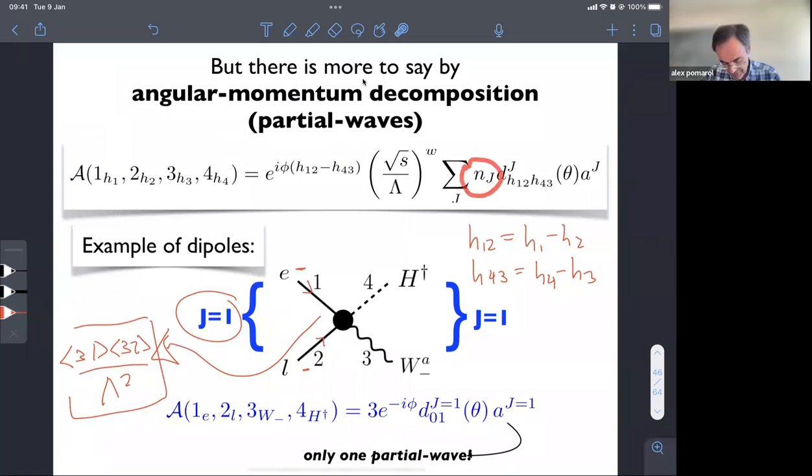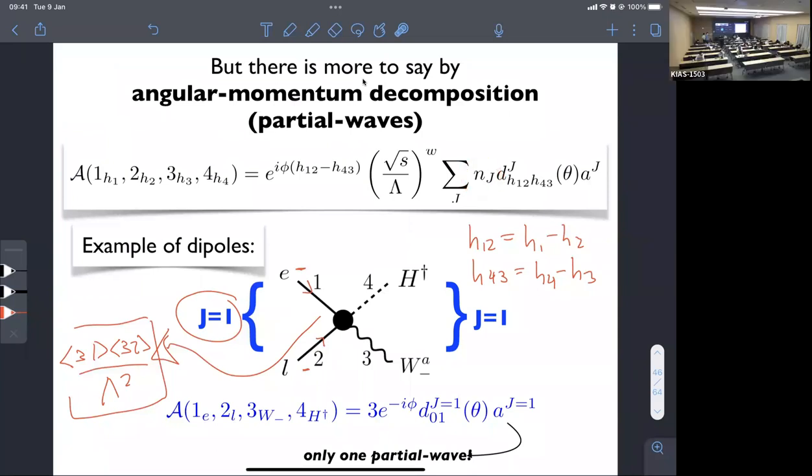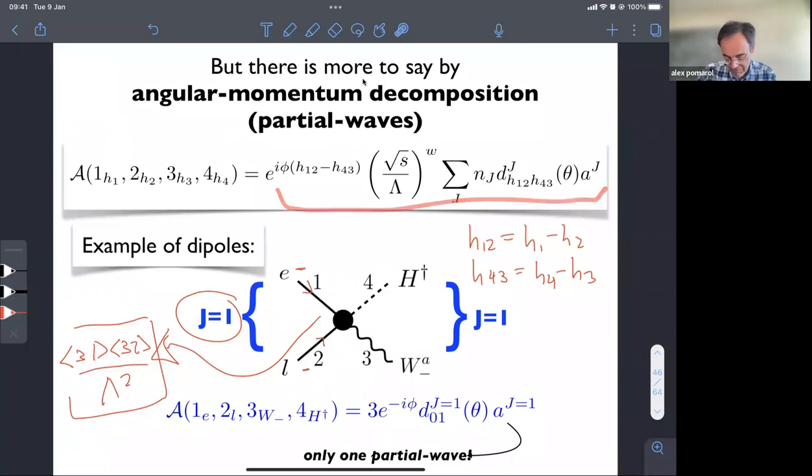Sorry, you refer to this? Yeah, or AJ. In general, this depends only on J. This is a normalization coefficient. It's extracted if you want here. It's not important. These are normalization coefficients of your expansion in partial waves. Okay, this depends only on J.